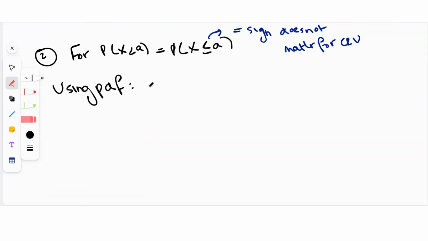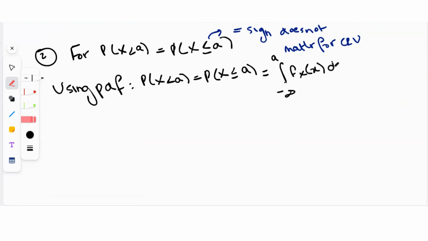Using PDF, when we want to find any probability, we just integrate the PDF over that interval, because area under the PDF is probability, and you find area under a curve using integration. So here we can just write it in general as the integral from minus infinity to a of f_X(x) dx. You just integrate the PDF. Again, here I've written minus infinity in general, but you can make this more specific depending on where the PDF is non-zero.